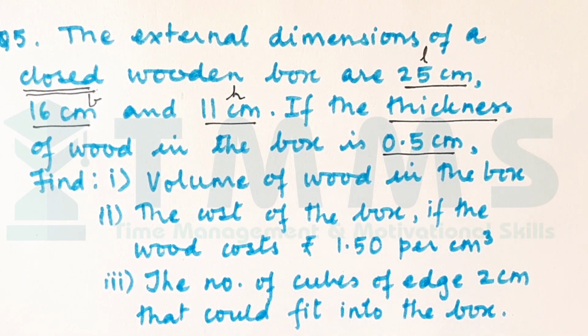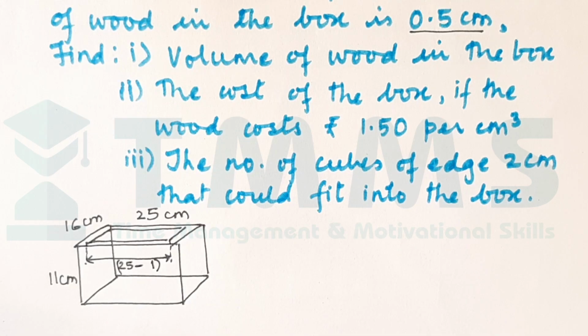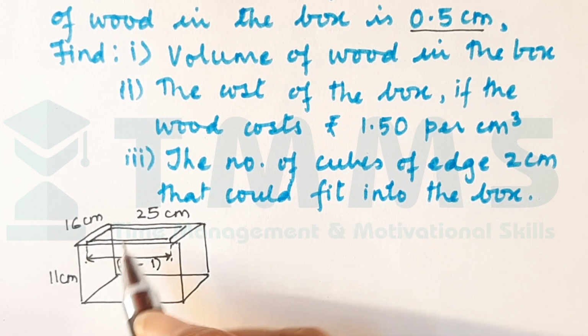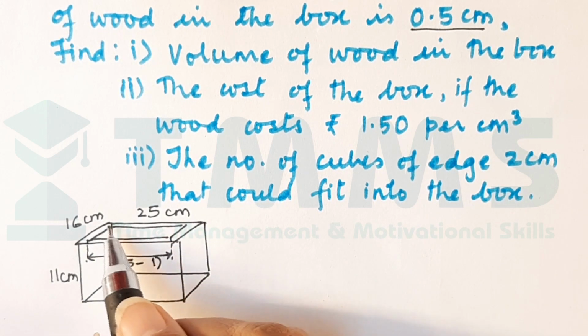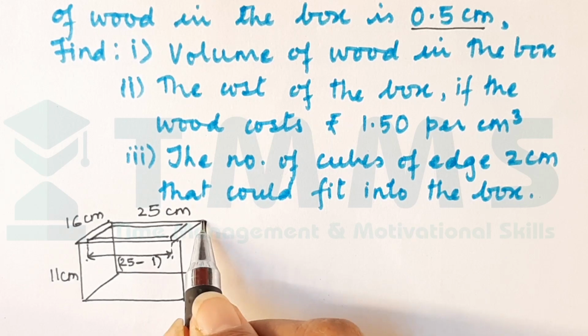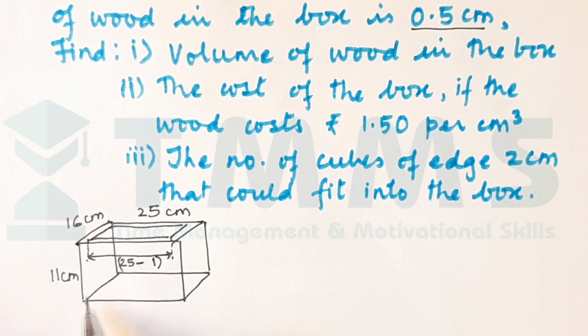So tip number 2, let us get the diagrammatic representation and let us fill in the data in that. Okay, so that will give us clarity of thought. Let's do just that. Now look at the diagram. This is the length, this is the breadth, and this is the height. These are the external dimensions. From here to here is the length, from this point to this point is the breadth, and from this point to this point is the height.